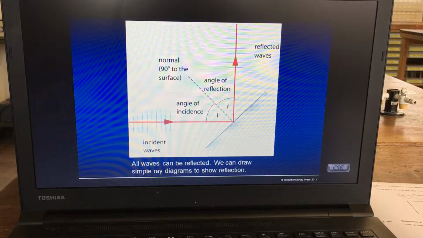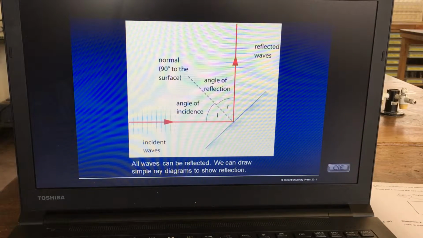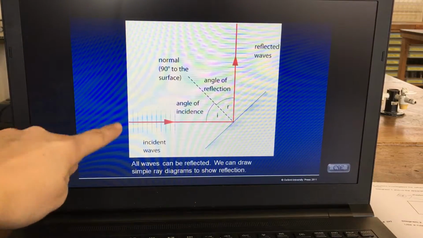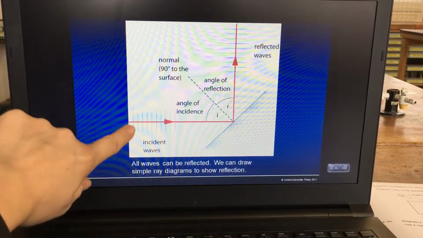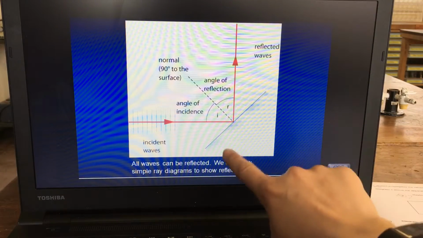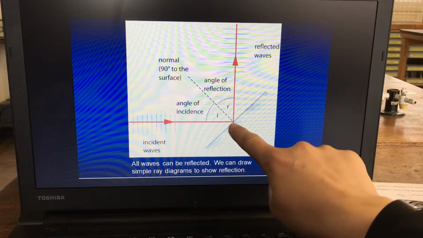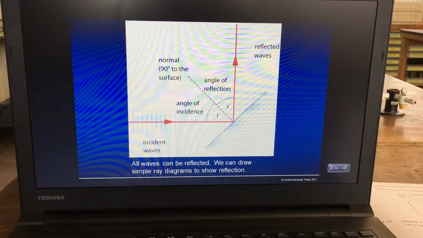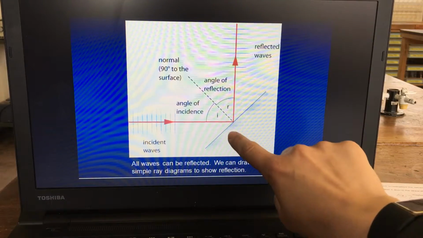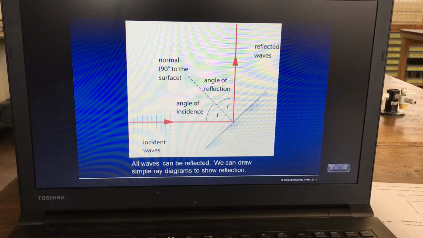This is called a ray diagram, and you need to get used to drawing these. So you can see here you've got a light ray represented by a straight line, and then here would be a longitudinal wave like sound waves. Now this is your surface. Whenever a wave comes in and hits a surface, you have to draw a normal, and the normal has to be 90 degrees to the surface. Okay, it's really, really important.